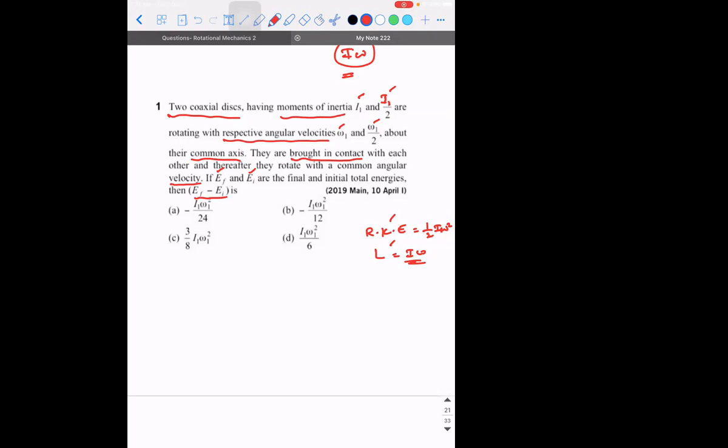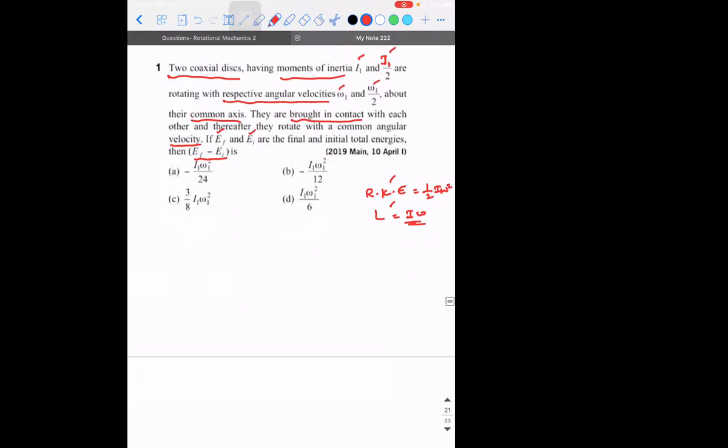Now, how else can I proceed? So this is all the information that is given, and they are expecting us to find something. So how do we proceed, guys? You tell me. Yes, tell me. So we can find the final angular velocity using conservation of angular momentum. Okay, let's use that.